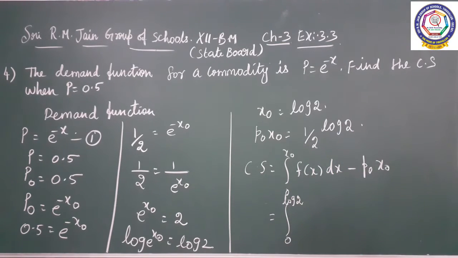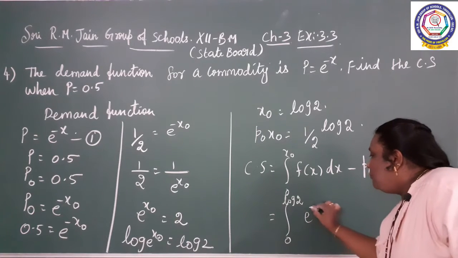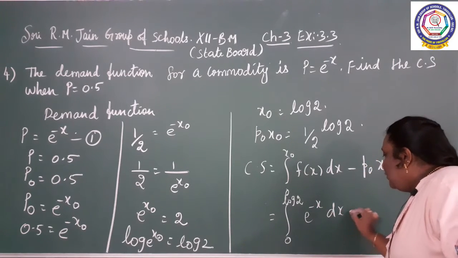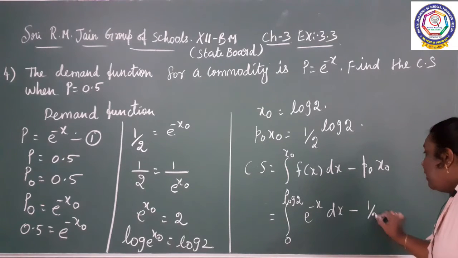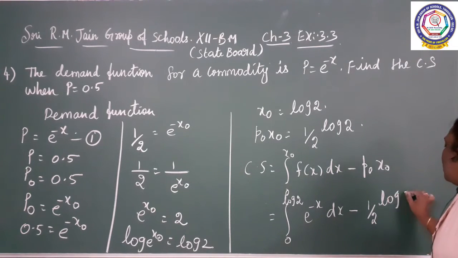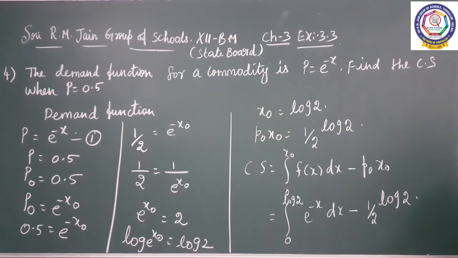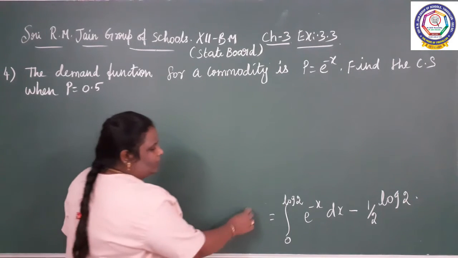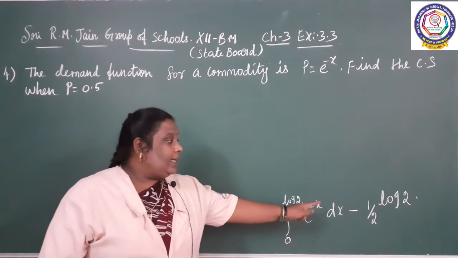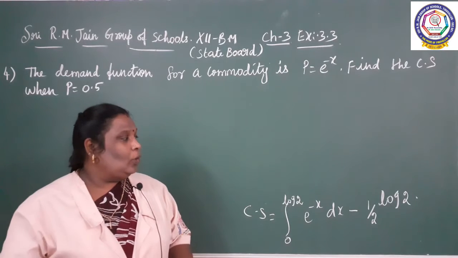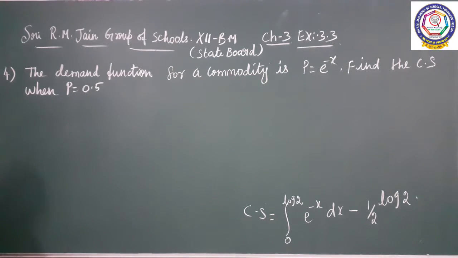What is the value of f of x? E power minus x into dx, minus P naught x naught, whose value is 1 by 2 log 2. See, consumer surplus equal to integral 0 to log 2 e power minus x dx minus 1 by 2 log 2. Here, consumer surplus equals the integration of e power minus x.